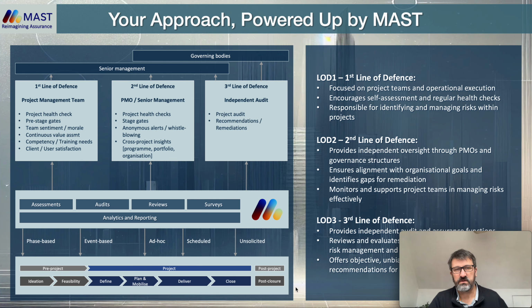Today I'm going to show you how you can use MAST to set up your 3 lines of defence for assurance. So you see here that we can use a variety of different ways of supporting your 3 lines of defence. Your first line is in terms of your project management team. It's a series of self-assessments and audit and surveys. Your second line of defence is more formal health check reviews and stage gate reviews, and again more surveys. And your third line of defence, if you need it, is independent audit.